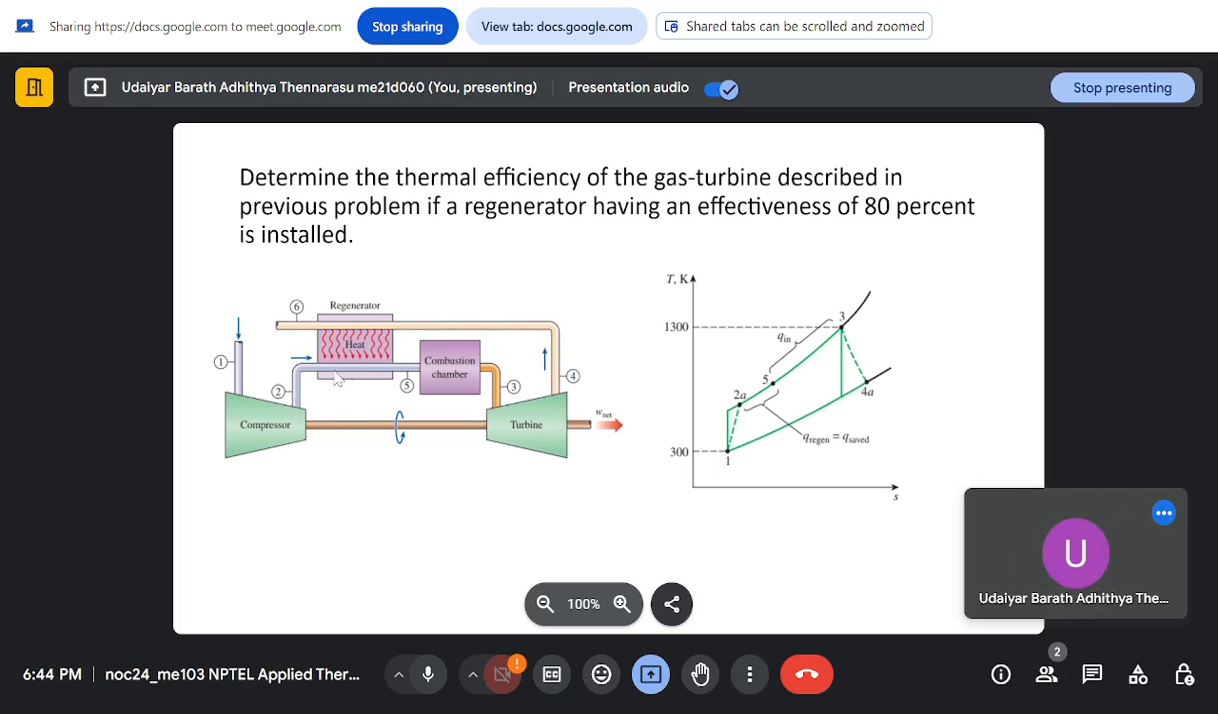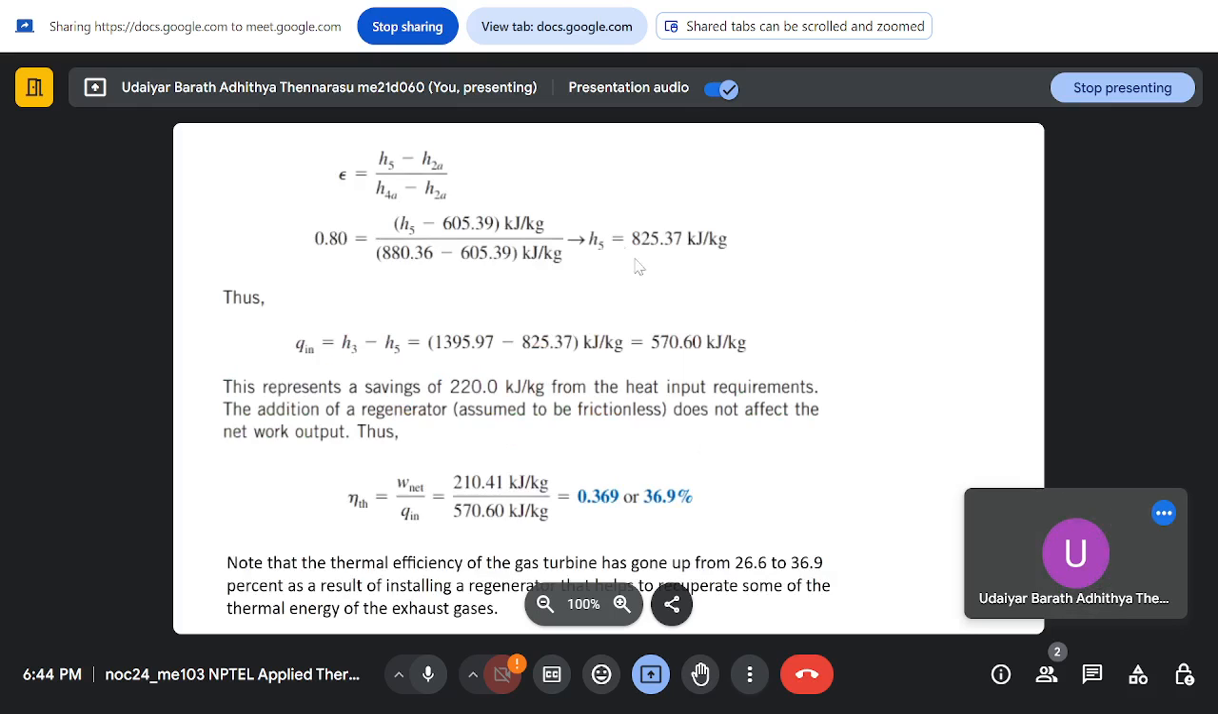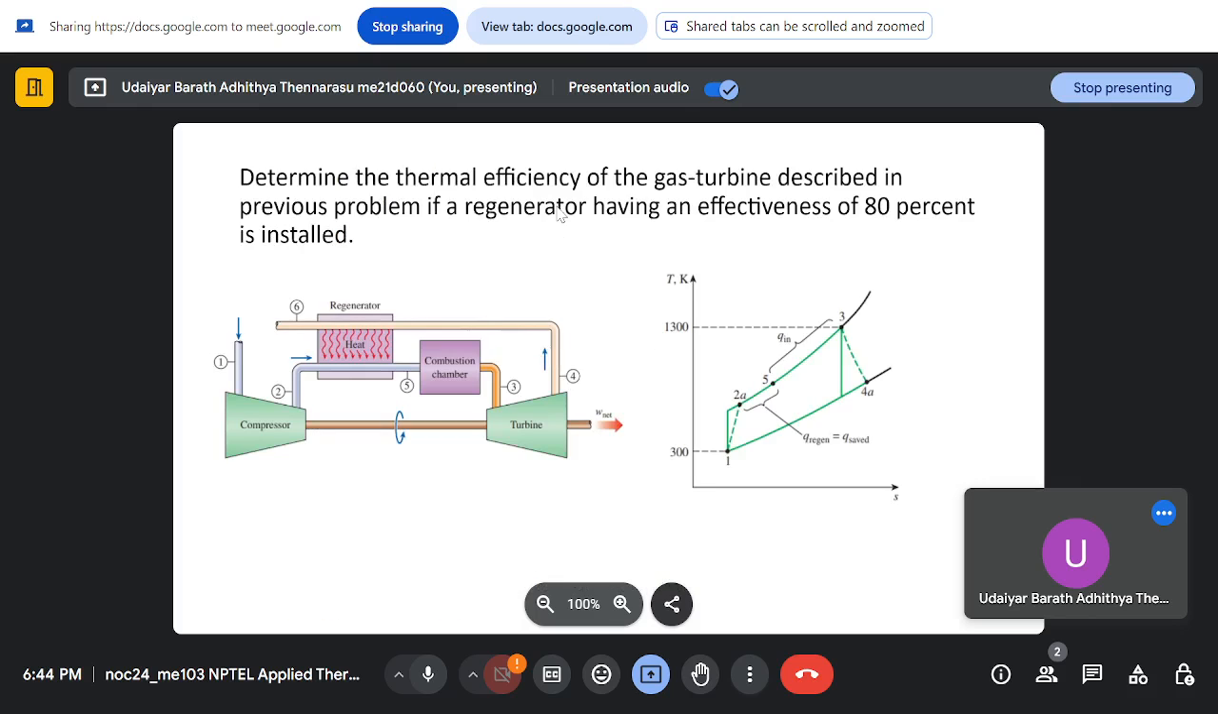The compressor out fluid 2 is heated to 5 in a regenerator, and in the combustion chamber you are increasing the energy to state 3, and then you are expanding it, producing work, and that is at state 4a, which is used to heat the incoming fluid to the combustion chamber. That goes back and is left out at state 6. State 6 will be somewhere here, which is not plotted. Here the regenerator effectiveness is given as 80%.